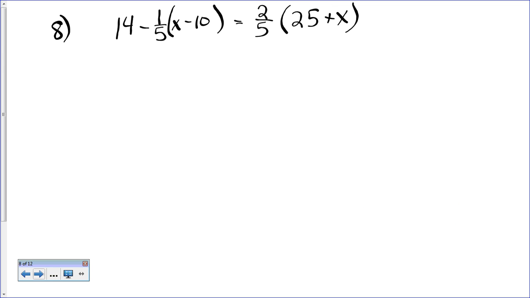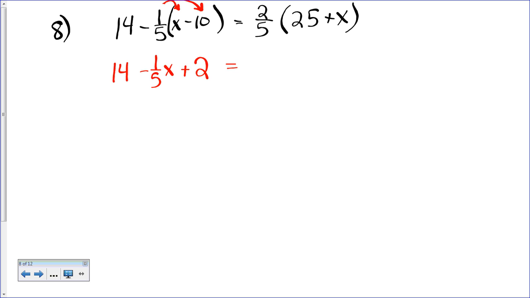Okay, number 8. This one's kind of a doozy, so just stick with me. There are a lot of ways you can do this. I'm just going to show you one way. When you look at this, first of all, you see that you've got parentheses. You want to get rid of those. My 14 stays the same, so I'm going to carry it down. Negative 1/5 times x is negative 1/5 x. Negative 1/5 times negative 10 is equal to positive 2.